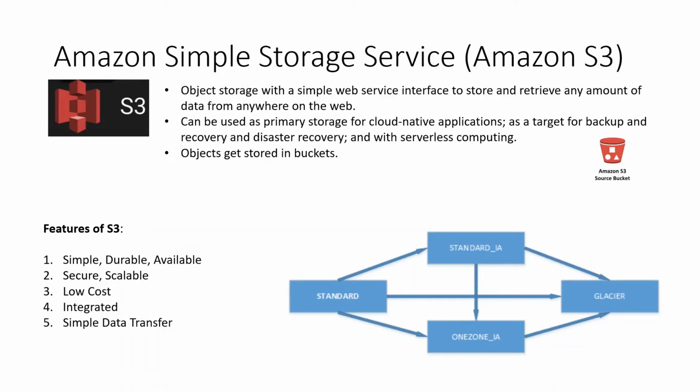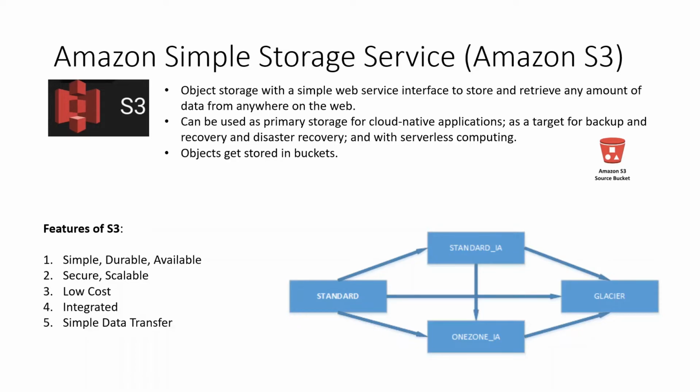The third one is one zone IA, which is one zone infrequently accessed storage class. It's similar to the standard infrequently accessed storage class. However, the difference in one zone IA is that the data is stored in only one availability zone. So in case that availability zone goes down, your data might be lost. And lastly, if you have data that you want to archive for long term, you can go for the Glacier storage class.